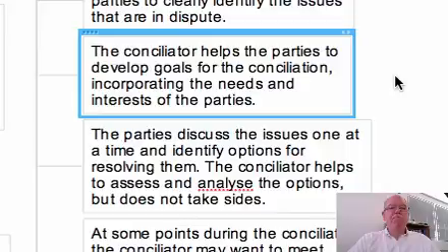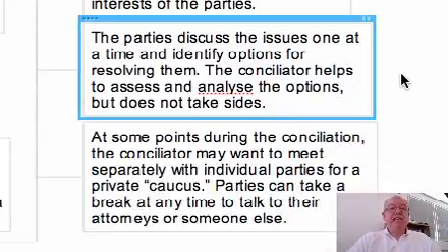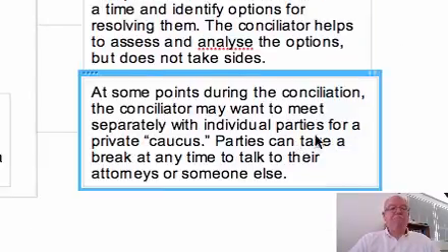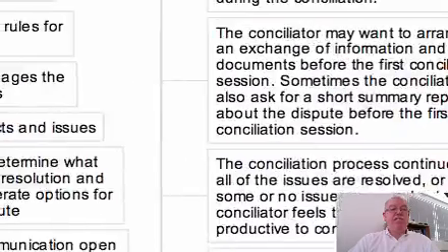The conciliator then helps the parties to develop goals for the conciliation, individual goals, incorporating their needs and their interests. What will make this go away for you? The parties discuss the issues one at a time and identify options for resolving them. The conciliator helps and assesses, analyzes the options, but doesn't ever take sides. At some point during the conciliation, the conciliator may want to meet separately with individual parties to the dispute in what they call a caucus, and the parties can break at any time to go and talk to their attorneys or anybody else. So that, in general terms, is an overview of this entire process.